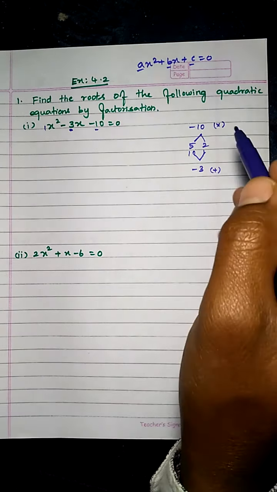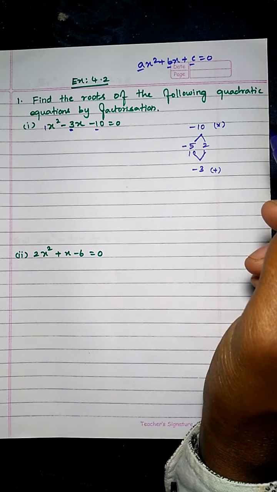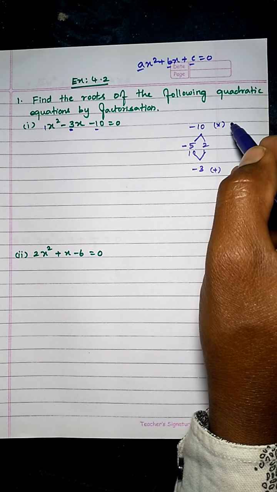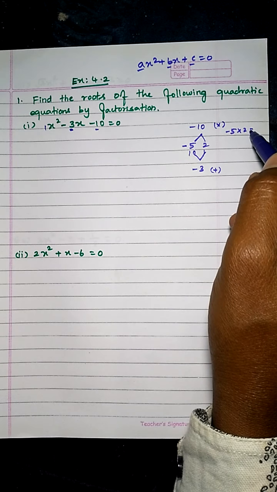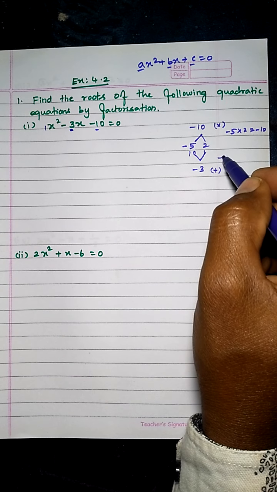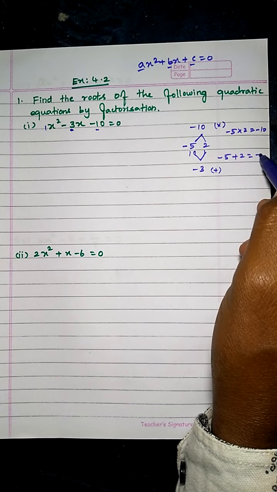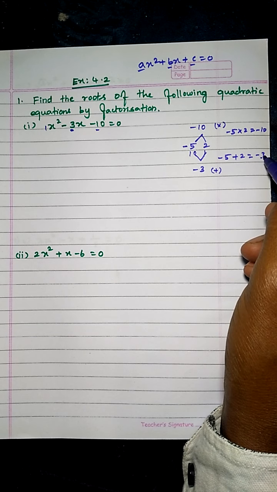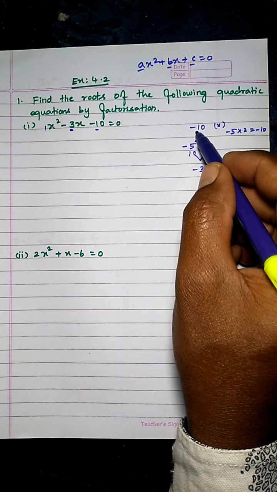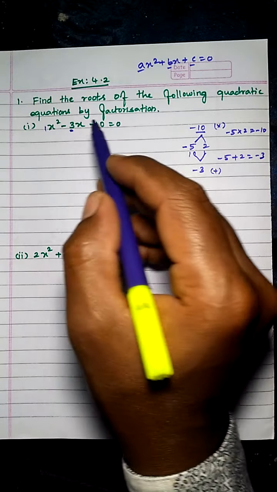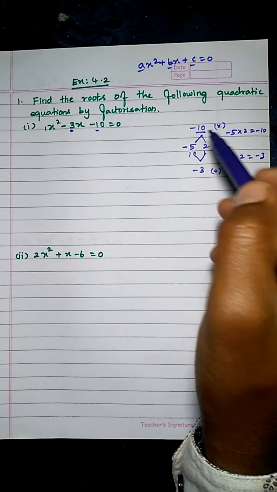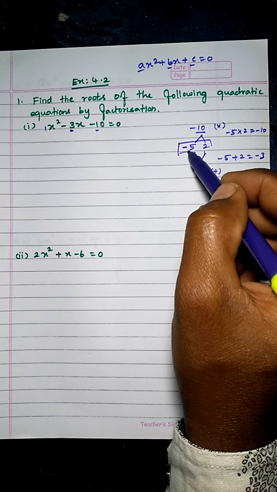So somewhere you have to put a minus; put the minus on the greater number here. Then you see minus 5 into plus 2 you will get minus 10, and the same thing, minus 5 plus 2 will give minus 3. See, when you multiply you should get the constant term, and when you add the same factors you must get the coefficient of x. So this is the suitable factor now.